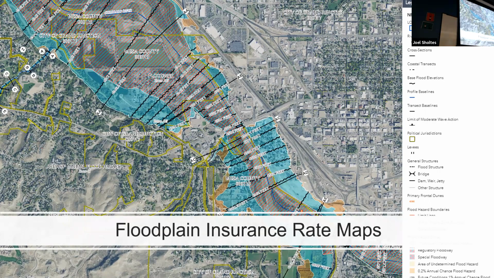So here's an example of a floodplain map. The red hatch area is the floodway. The blue outside of that is the floodplain outside the floodway. And this is all based on the 1% annual exceedance probability flood, or the flood that has a 1% chance each year of occurring. The orange is the 500-year flood, or the 0.2% annual chance flood.